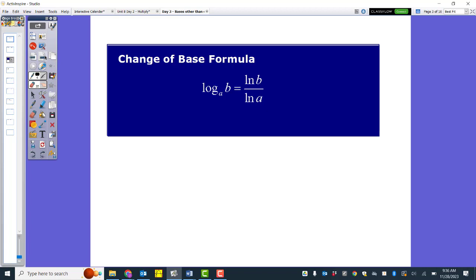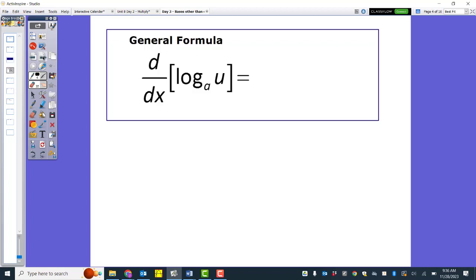This is called the change of base formula. This will help us determine a general formula for our bases other than e. So let's take this log base a of u. We're going to use that change of base formula, which says we'll do natural log of u over natural log of a. Now, a in this case is a constant. It's the base of this exponential. And we're going to do the derivative of that.